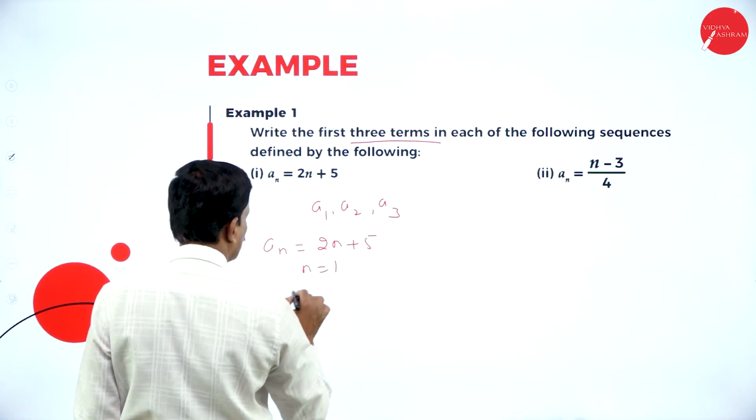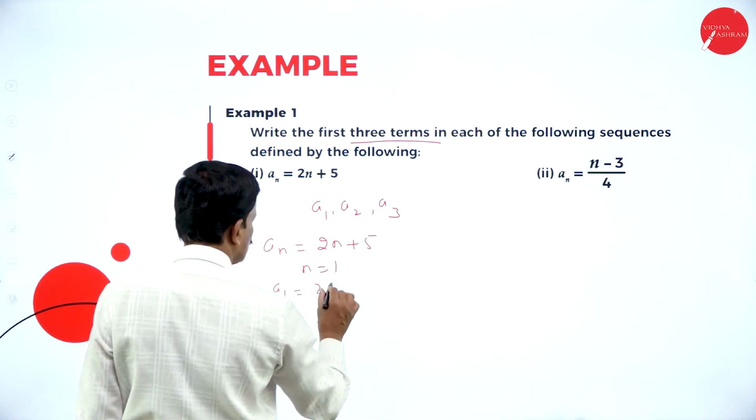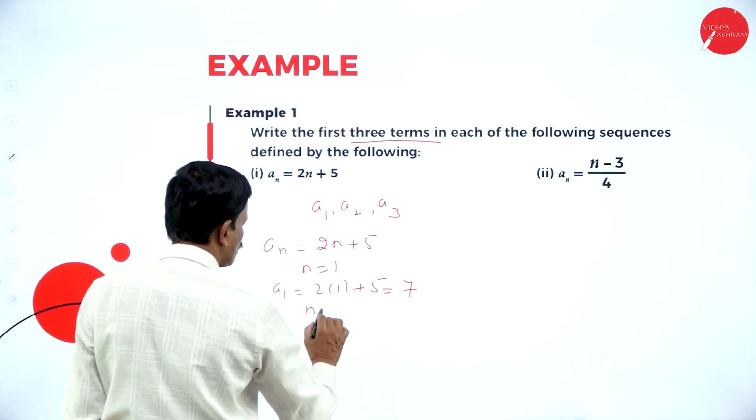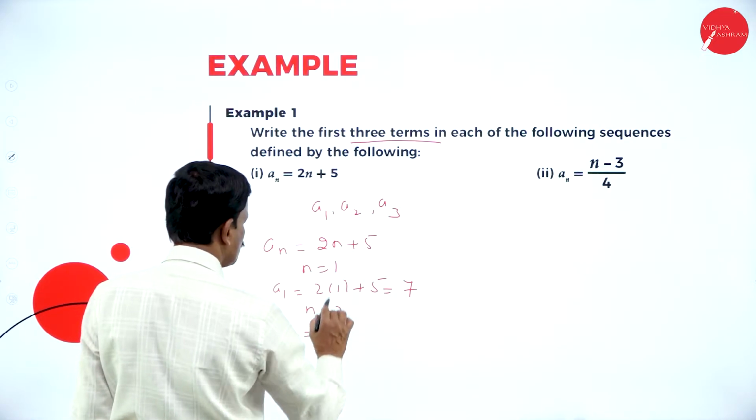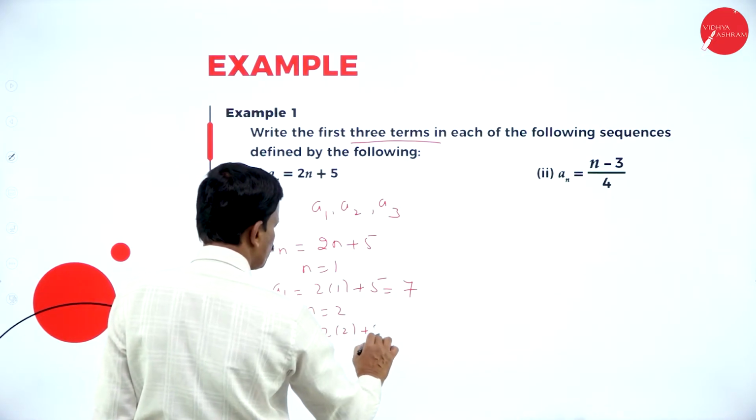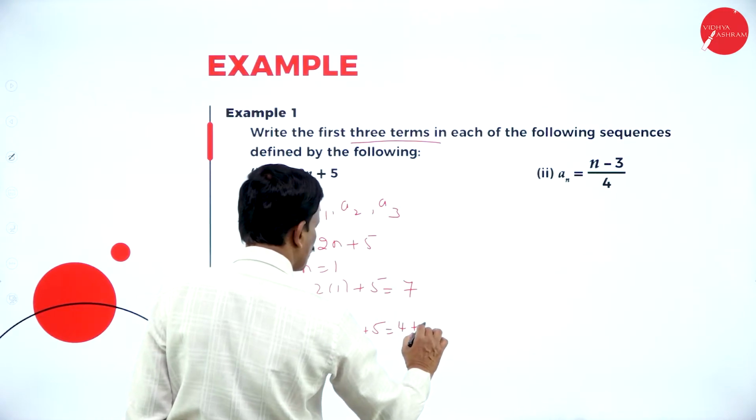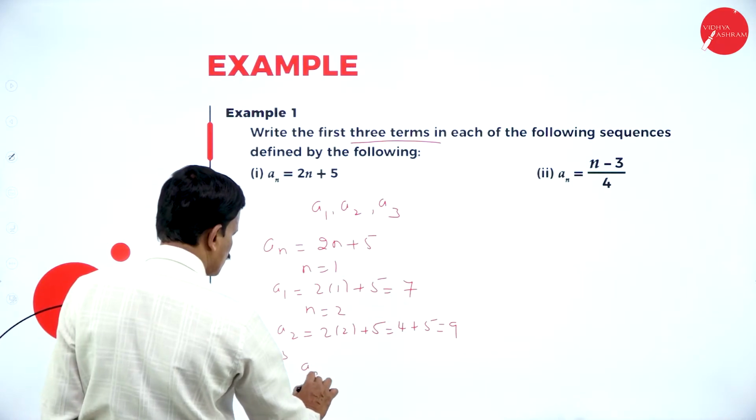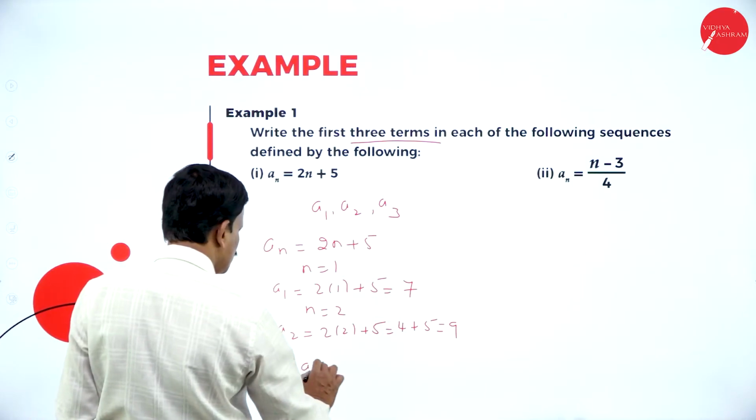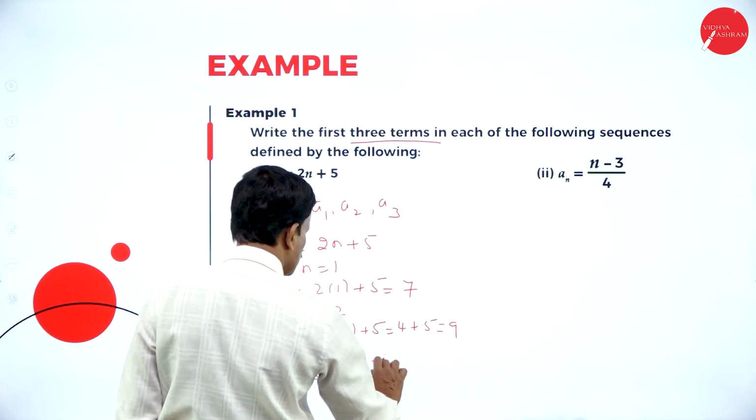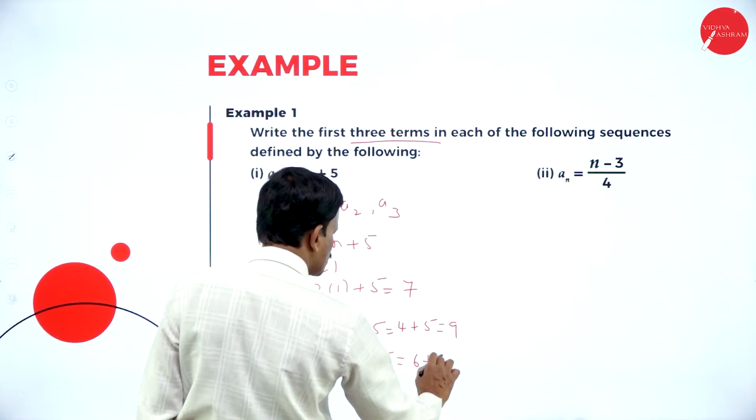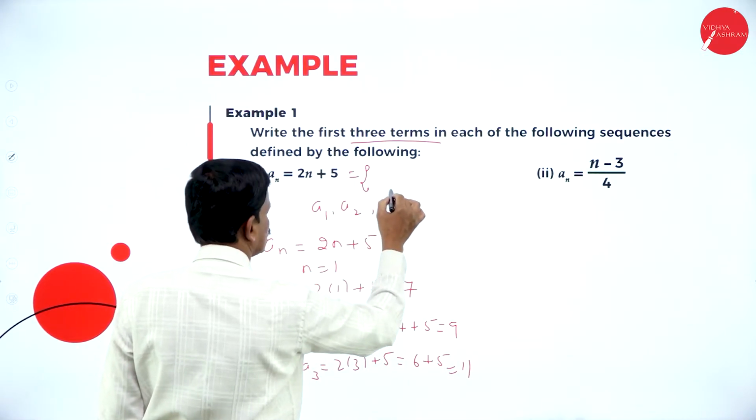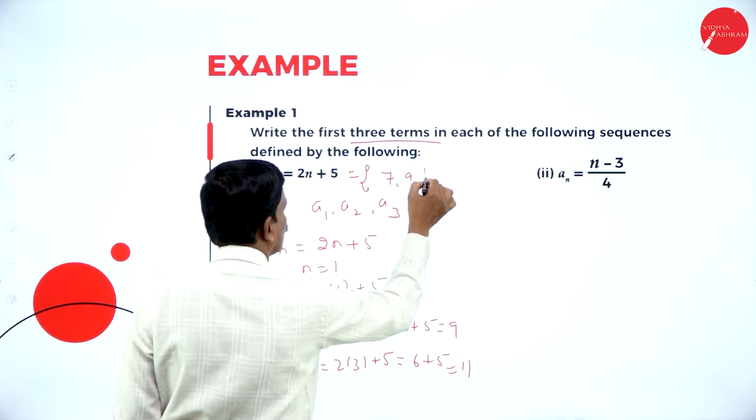Put n is equal to 1. You will get A1 is equal to 2 into 1 plus 5. That is 2 plus 5 is 7. Put n is equal to 2. If you put n is equal to 2, A2 is equal to 2 into 2 plus 5, that's equal to 4 plus 5, which is 9. And put n is equal to 3. If you put n is equal to 3, you will get the third term. A3 is equal to 2 into 3 plus 5, that's equal to 6 plus 5 is equal to 11. So, therefore, the three terms are 7, 9 and 11.